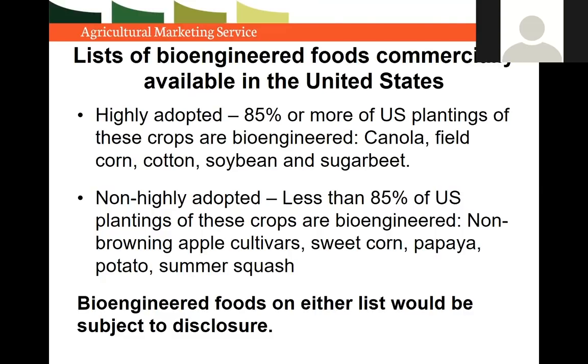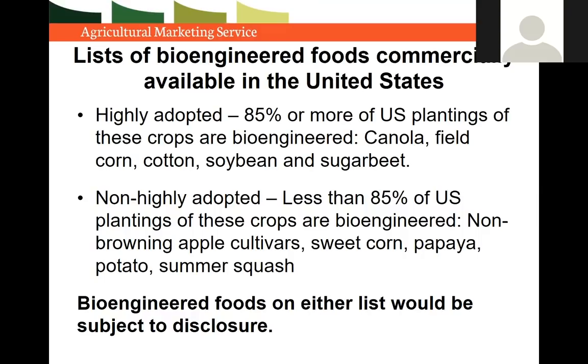As we mentioned earlier, to help clarify whether or not a whole food or ingredient should be disclosed, we are proposing a list of bioengineered foods that are highly adopted, meaning that over the last few years, bioengineered crops have been used in more than 85% of the plantings of these crops in the United States. Again, highly adopted commercially available bioengineered foods would include canola, field corn, cotton, soybean, and sugar beet. Since bioengineered versions of the foods on this list are highly adopted in the marketplace, we assume that a food from this list would likely be bioengineered.